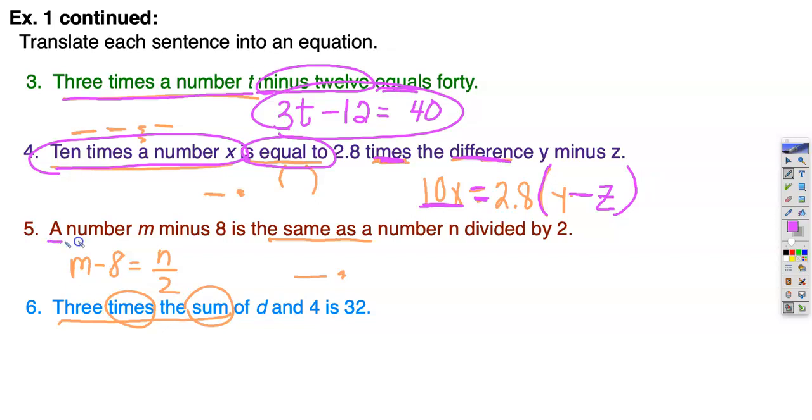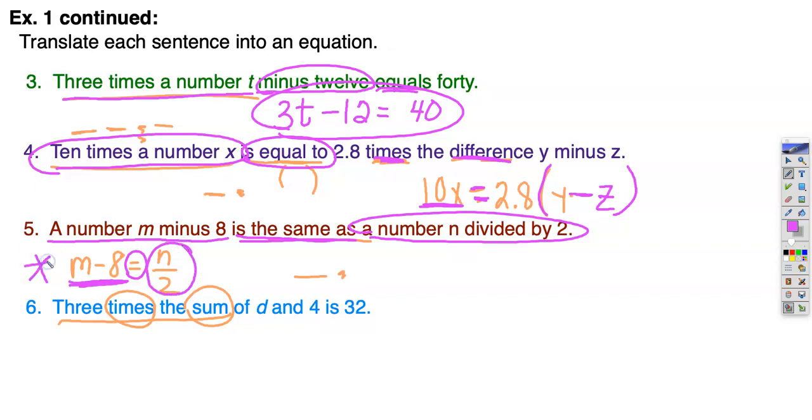Number 5, a number m minus 8, so that's this, is the same as, so is and is the same as, both of those mean equal, a number n divided by 2. So that would be this part right here. So there's your algebraic equation for number 5.